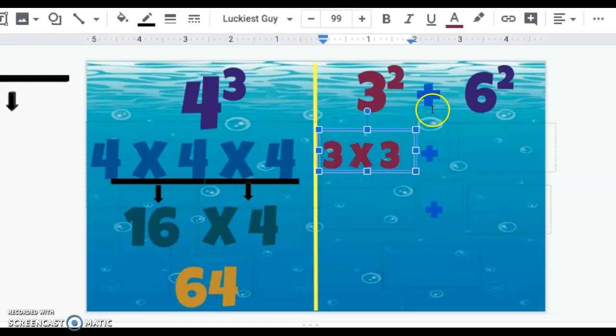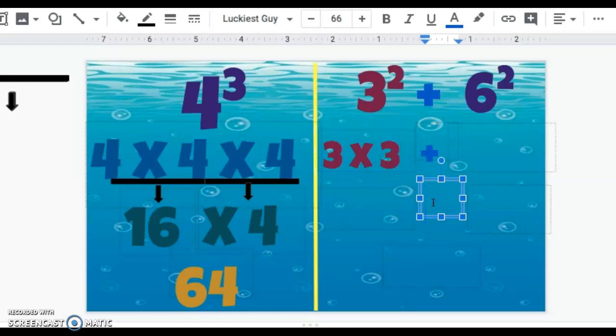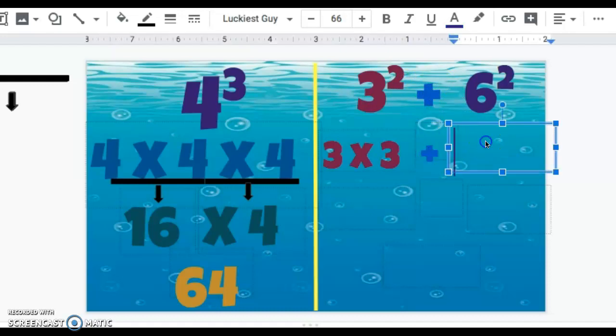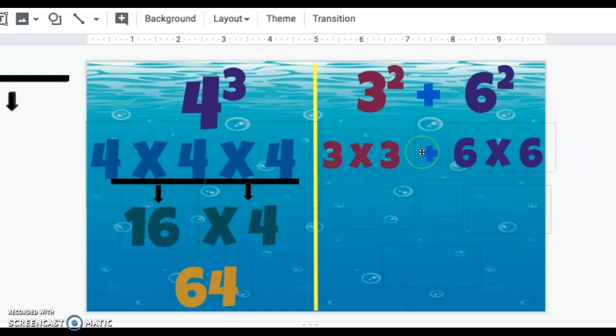Plus, you want to make sure that plus sign gets brought down with it. If you don't bring that down, you're going to forget what operation to use as you get further into solving this problem. So you do not want to forget to bring down whatever operation is in between those two exponents. Then you have 6 squared, or 6 to the second power, which is the same thing in expanded form as 6 times 6. So you have both of them now in expanded form. So your new problem is 3 times 3 plus 6 times 6.